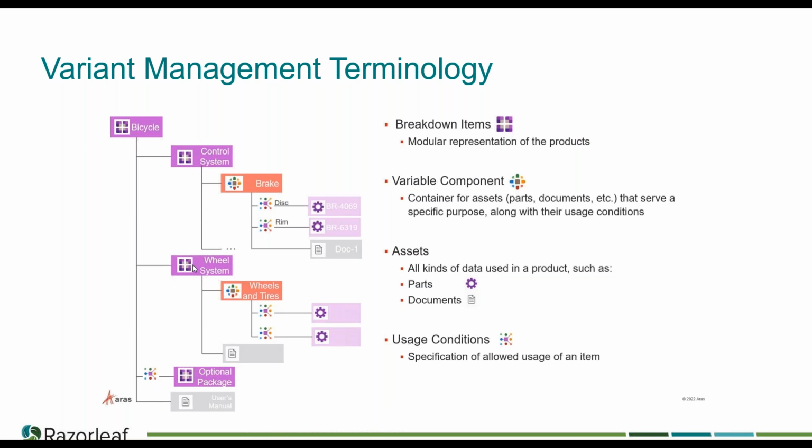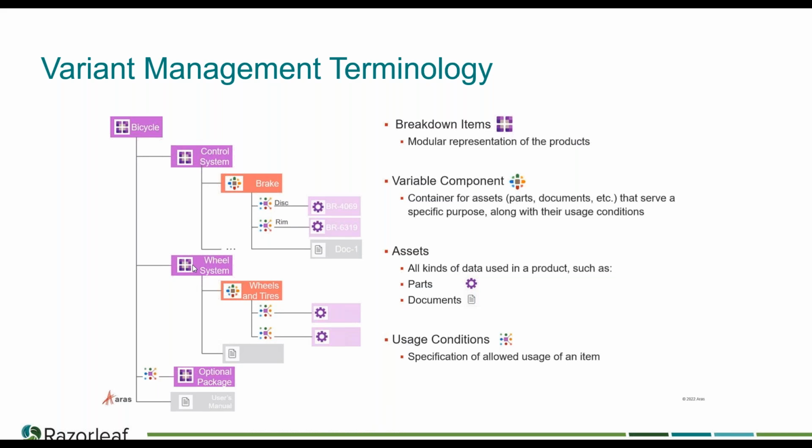So before we hop into our Aras Innovator environment, I just want to go through some new terminology that was provided with the introduction of variant management. The main key, or the start of a variant tree or the beginning of variant management, is the breakdown item. The breakdown item is a modular representation of the product. So this could be a parent item, this could be a universal item that is a child of that parent item, or it could be an item which is a possible variation within the overall configuration.